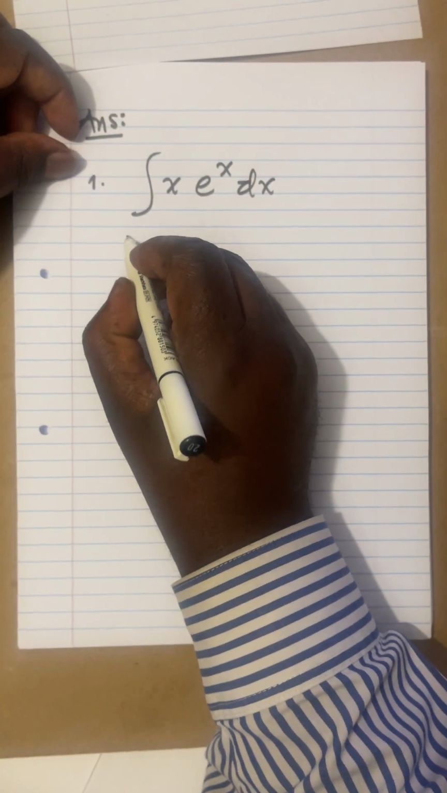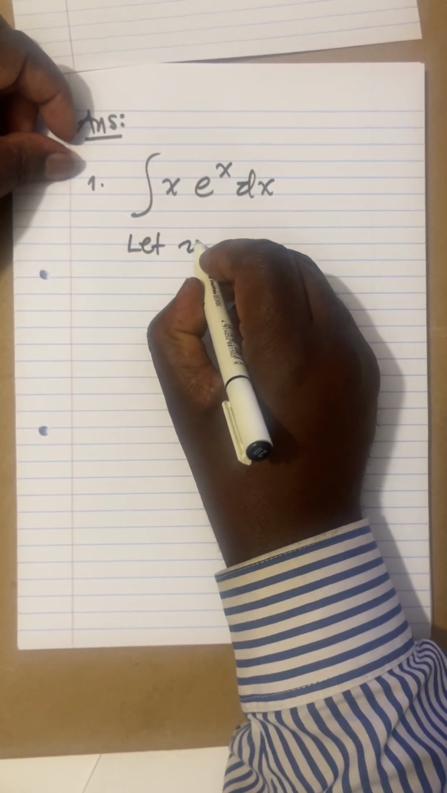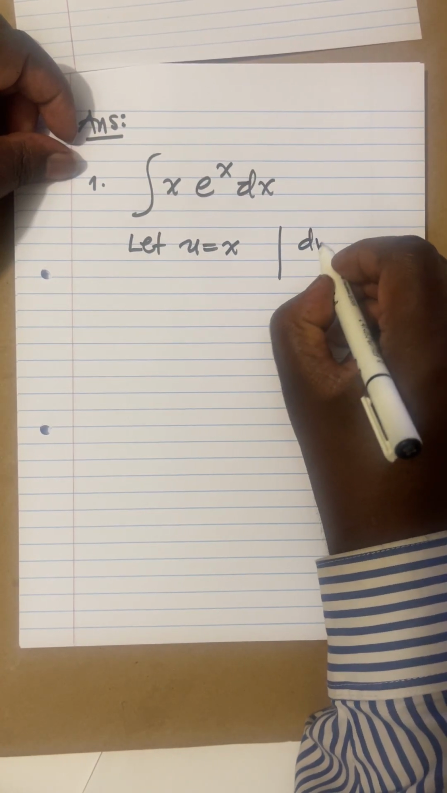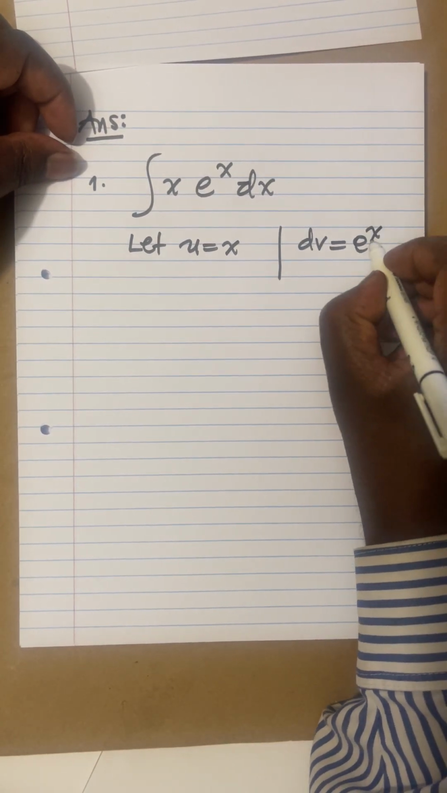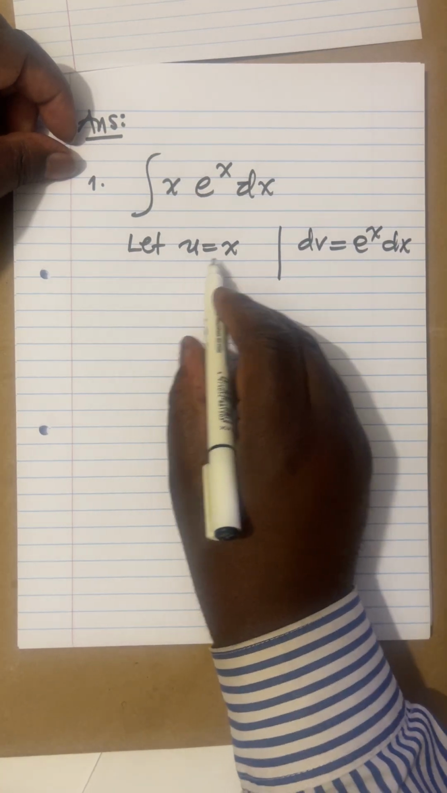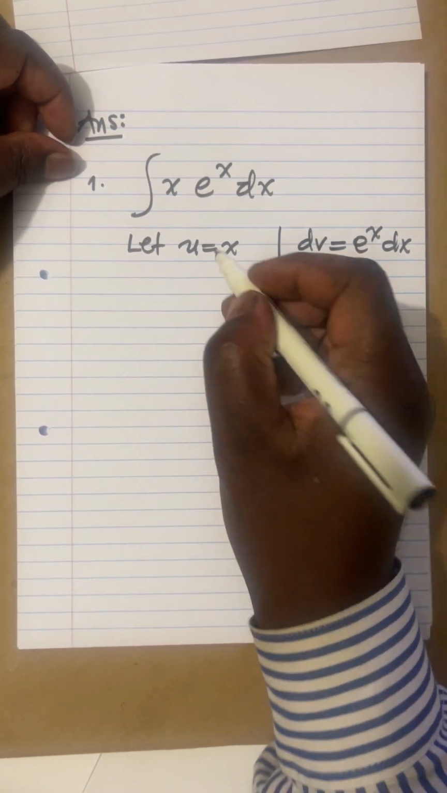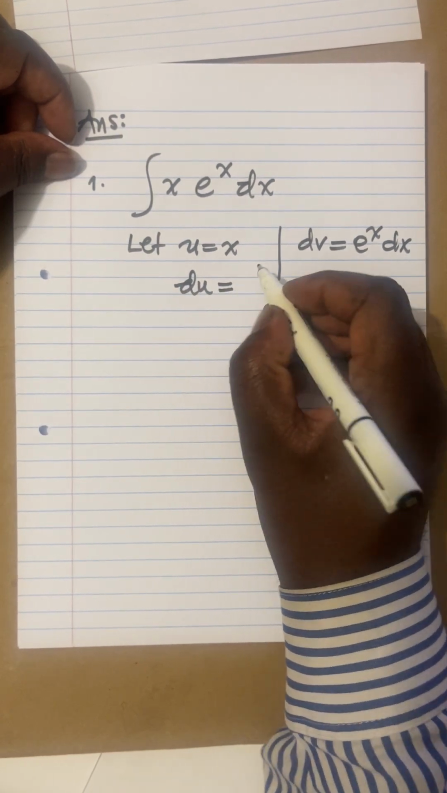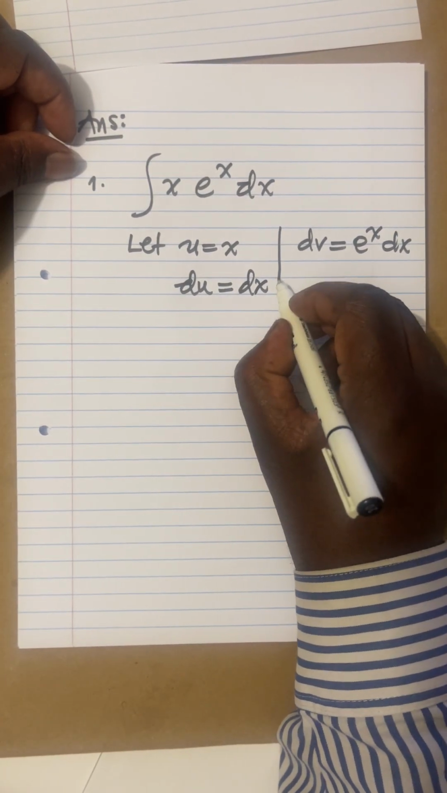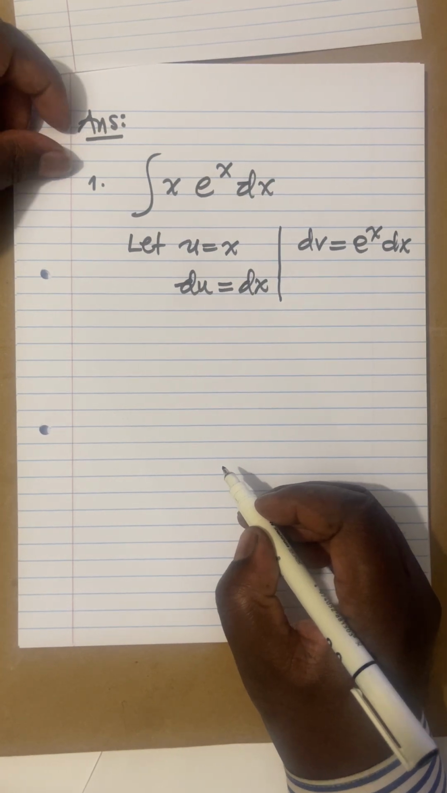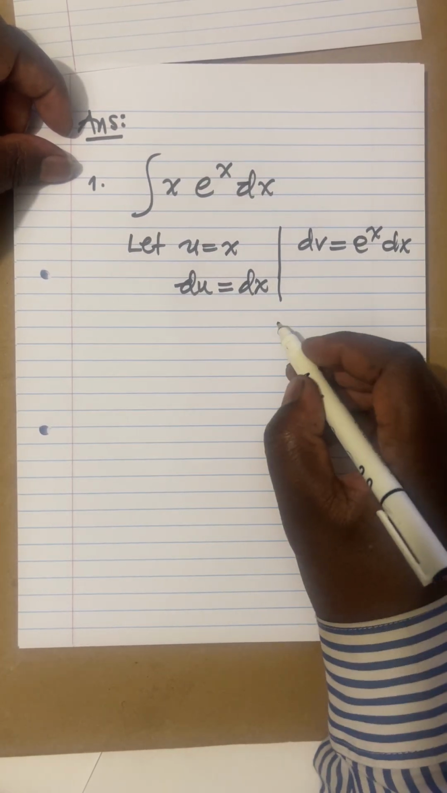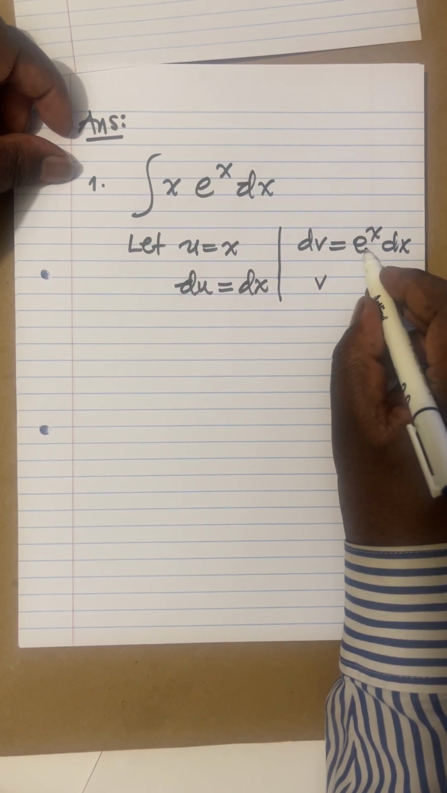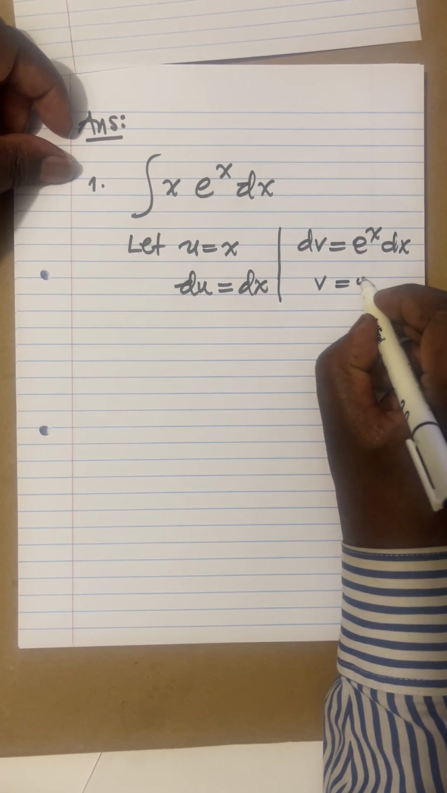So I'm going to say let u be equal to x, and at the same time dv equals e to the power x dx. So I'm going to differentiate with respect to x. You can agree with me from the previous video that this is just du/dx equals 1, so du equals dx. And on the other side, if you integrate both sides, you're going to see that the integral of dv obviously is v, and the integral of e to the x is just e to the x.